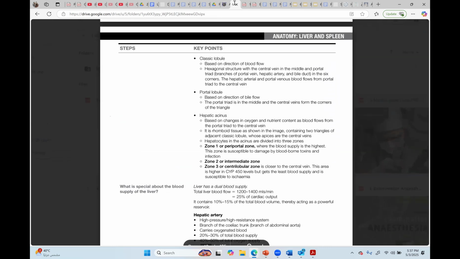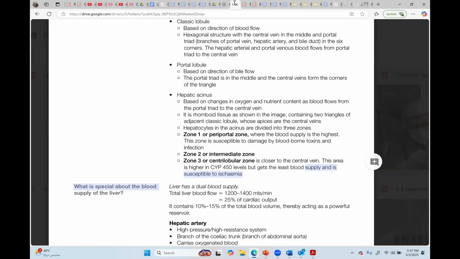Zone 1 is the periportal zone where the blood supply is the highest. This zone is susceptible to damage by blood-borne toxins and infections. Zone 2 is intermediate, and zone 3 is closer to the central vein but gets the least blood. So blood-borne infections or problems will be in zone 1, and the ischemic zone will be zone 3.